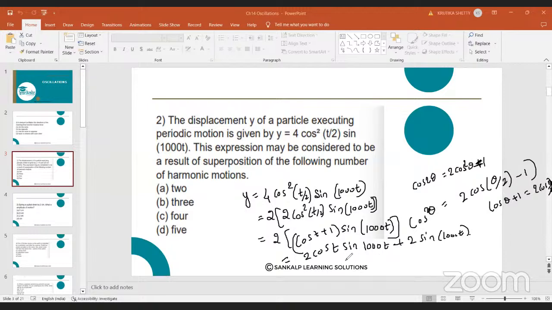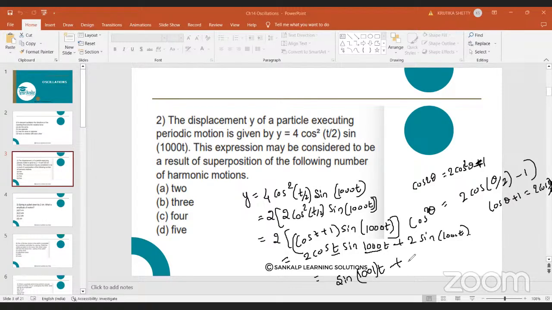So now we can apply the cos A into sin B formula. If I apply it here, it is nothing but sin A plus B plus sin A minus B. I hope you know that formula also. So according to that, I'll write the solution. That is sin A plus B. A is t, B is 1000 t. So it is nothing but sin 1001 into t. Yes. Next.